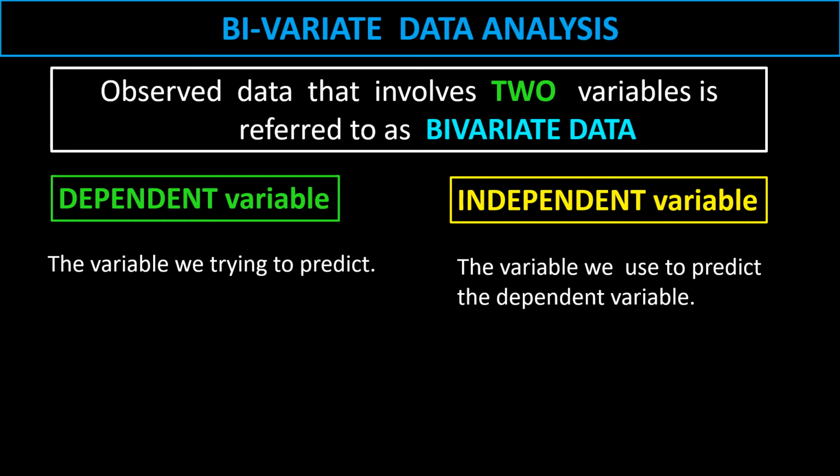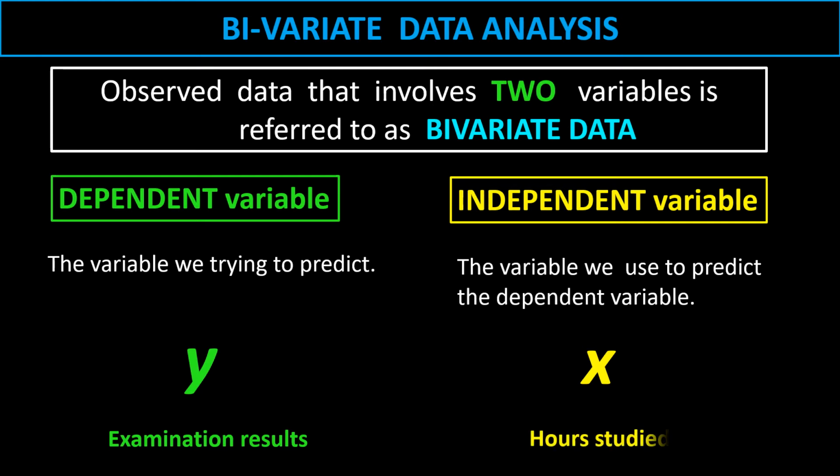Now, for the dependent variable, we will use the symbol Y to represent the dependent, and the independent variable will be represented by an X, right? So, for example, we would say that the examination results, that's the thing we want to predict, will be your dependent one, and the independent one is the hours that you studied.